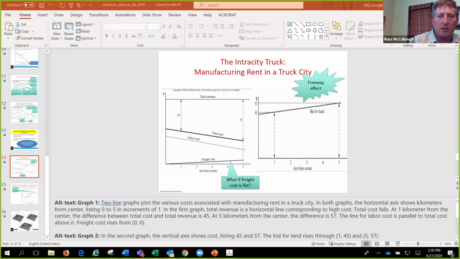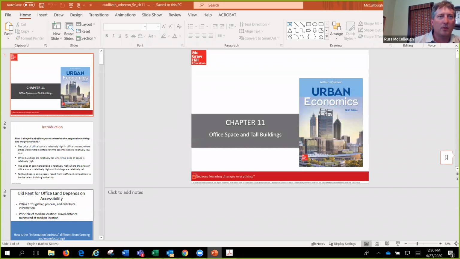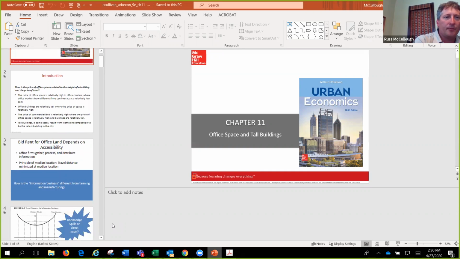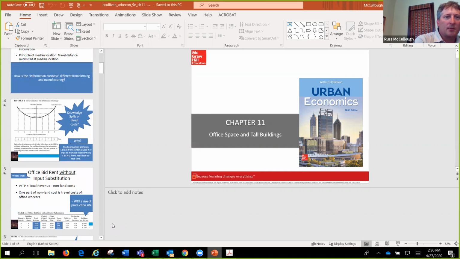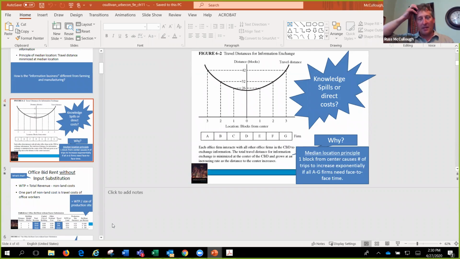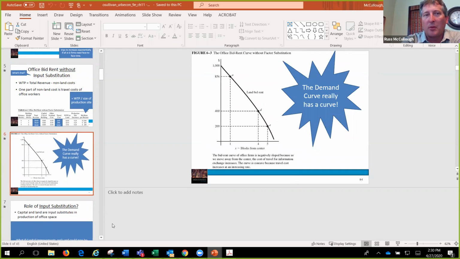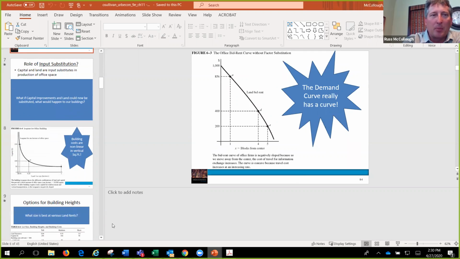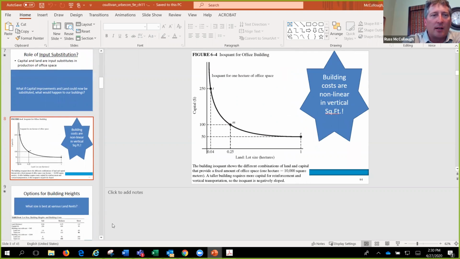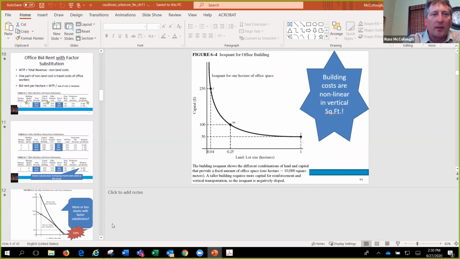Oops, let me change that. All right. Here's chapter 11. So this was locating near the center. If there were face-to-face interactions, the travel distance went up the further you were from the center. And so if there's a lot of spillover effects or other considerations, then that's going to change the shape of your bid rent curve. So this is really applying to a different situation, our bid rent curves with office functions.